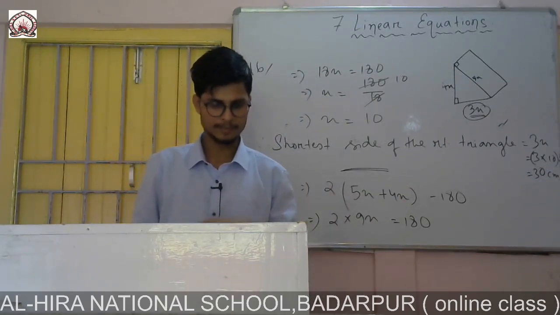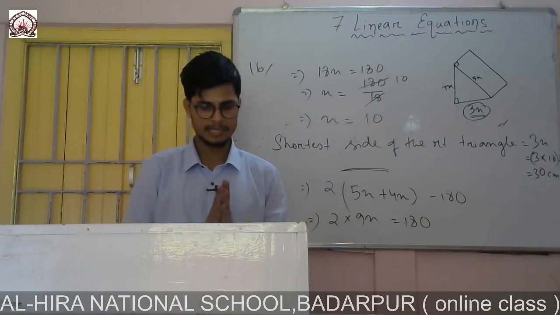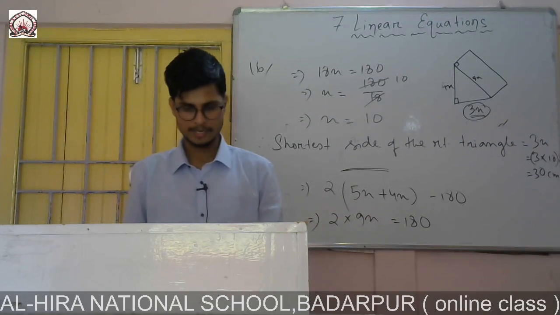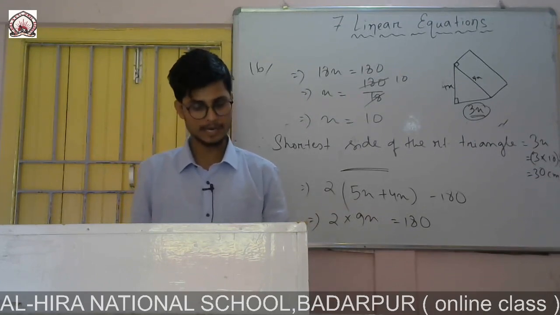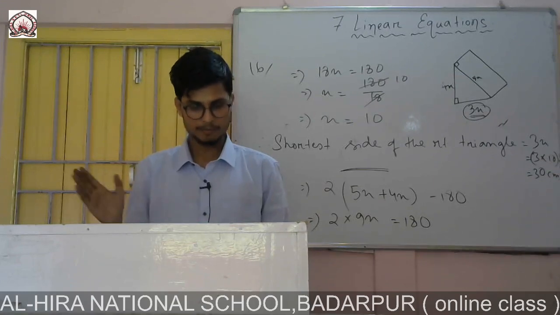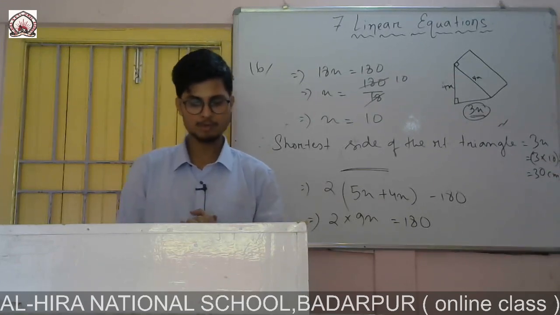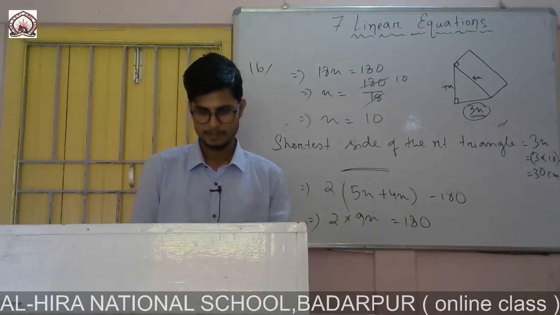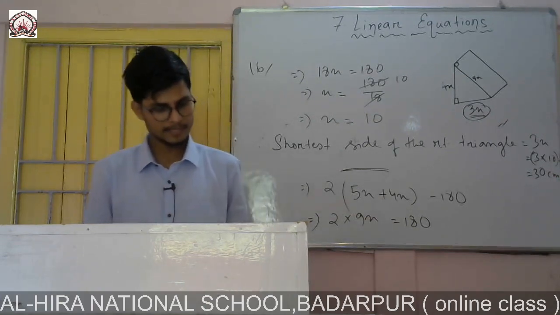Now question number 17. Two cars leave Delhi at the same time, traveling in opposite directions. If the average speed of one car is 5 km per hour more than that of the other, they are 425 km apart at the end of 5 hours. So what is the average speed of each?